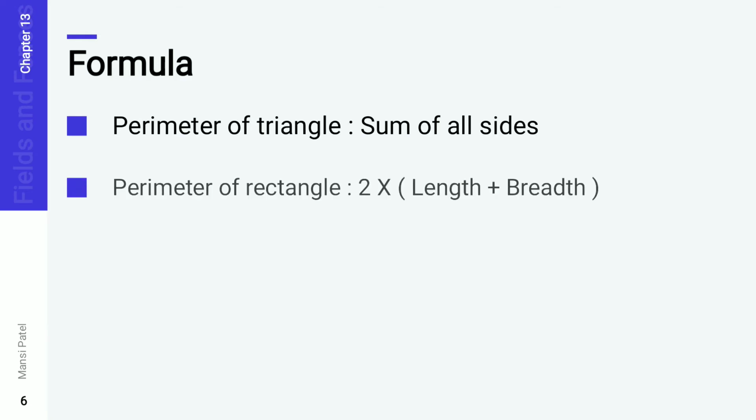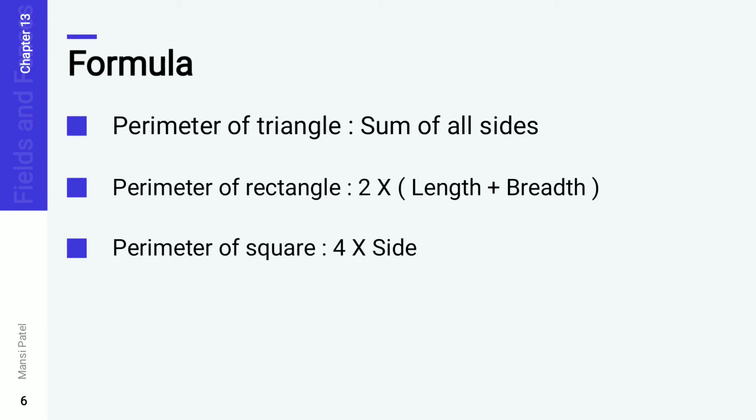Now, what is the perimeter of a rectangle? That is 2 multiplied by, in the bracket, length plus breadth. In this, we are just adding length and breadth, and whatever the answer of the addition, that is multiplied by 2. So, perimeter of rectangle is equal to 2 multiplied by length plus breadth. Then perimeter of square is equal to 4 multiplied by side.